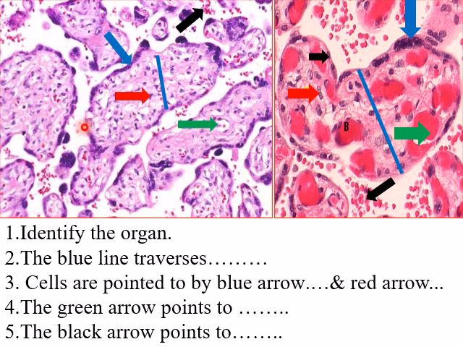Again, dear students, this is a chorionic villi. Okay, this is the syncytial trophoblast. This is the blood of the fetus, and this is the chorionic villi. Again, this is late placenta. The blue line traverses the chorionic villi. The cell pointed by the blue arrow is the syncytial trophoblast, while the red arrow is the Hofbauer cell. The green arrow points to the fetal circulation, fetal blood vessel, while the black arrow points to the maternal blood.